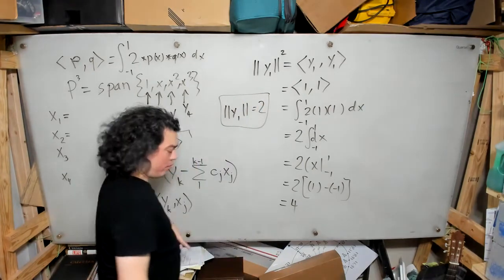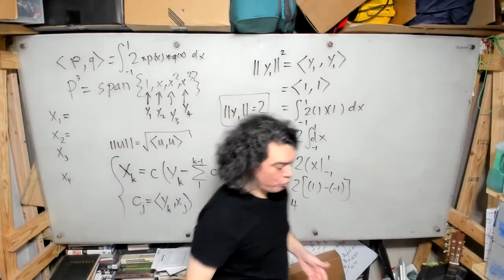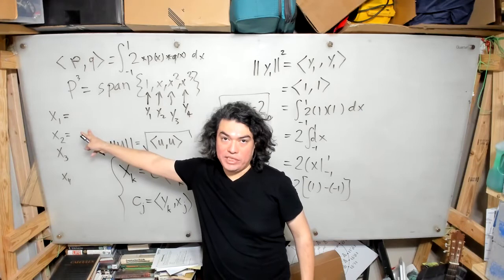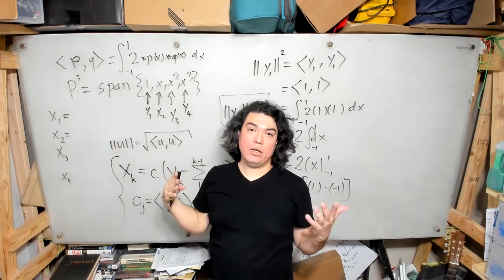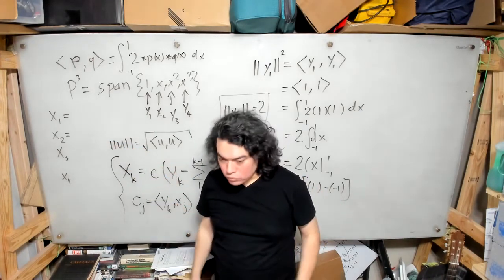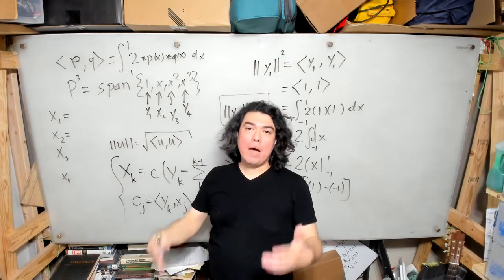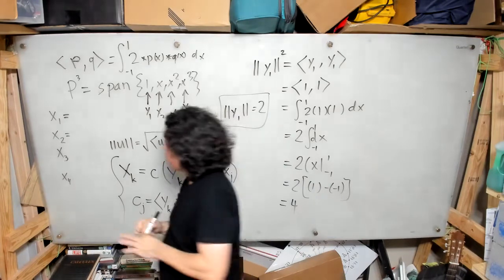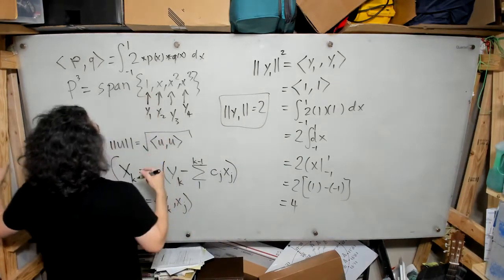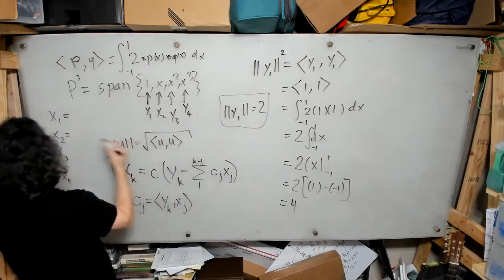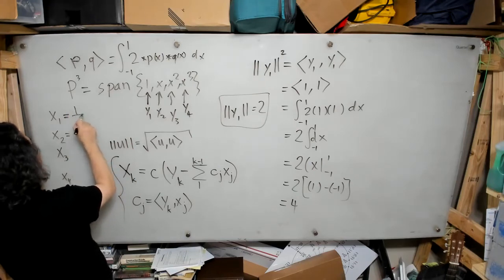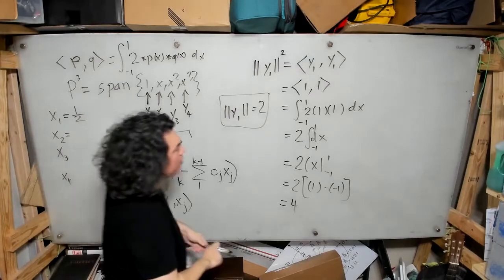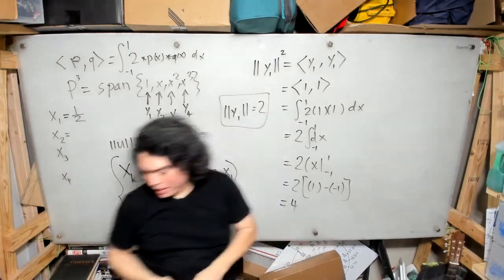So what I'm going to do to make my first basis vector for my orthonormal set is normalize it. How am I going to do that? I'm going to divide the vector by this quantity. Our vector is 1. I'm going to divide it by 2, so I'm going to get 1/2. That is my first member of my orthonormal basis.